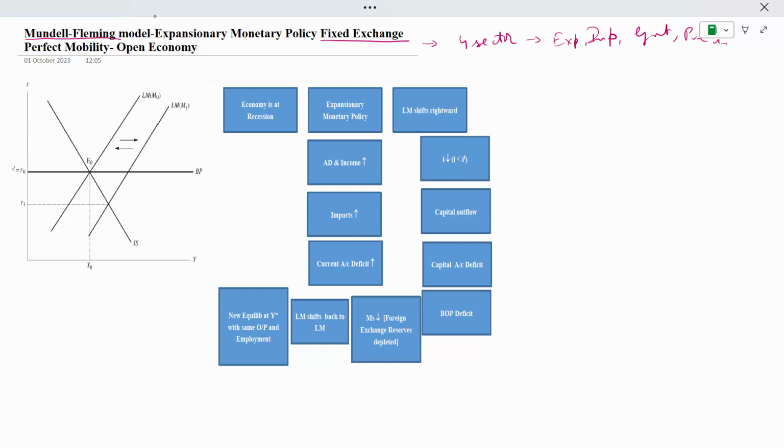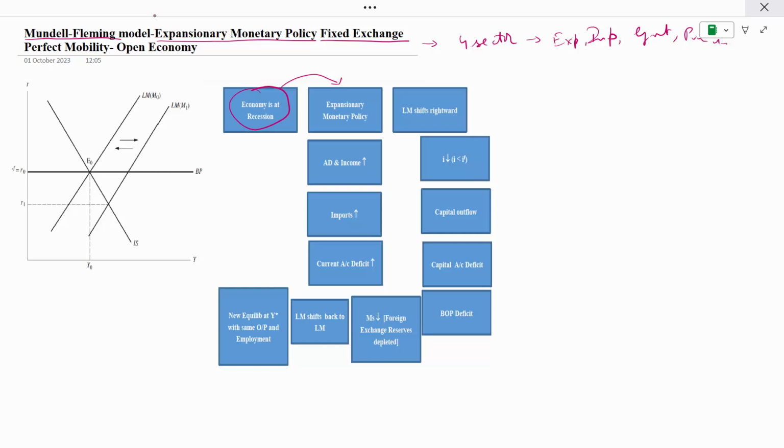So our economy, let us assume, is basically in a situation of recession. In this recession situation, the government of India has asked the monetary policy authority, the RBI, to follow an expansionary monetary policy.